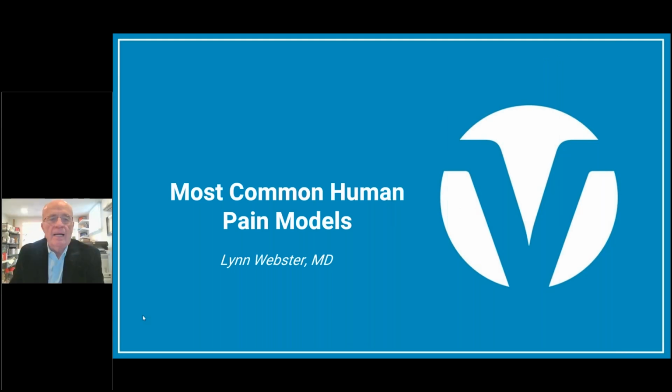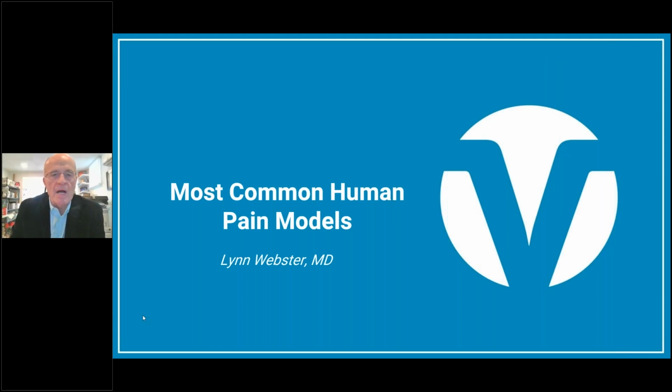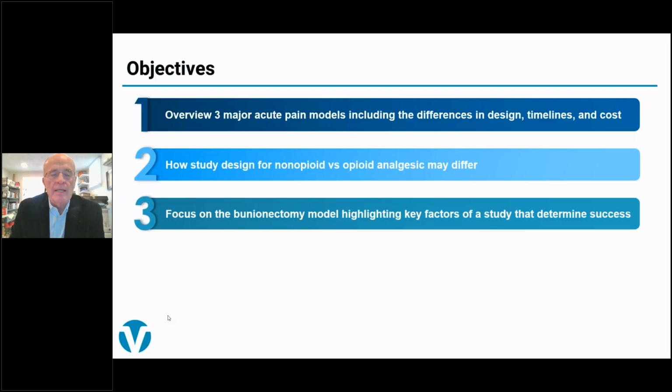Thank you, Corey. I'm going to address the most common human pain models. Next slide, please. Now, we have 3 objectives today. I'm going to discuss 3 of the major acute pain models, including the differences in the designs, the timelines, and some of the cost. The second objective is how the study designs for non-opioid versus opioid analgesics may differ, and there's only going to be one comment about that.